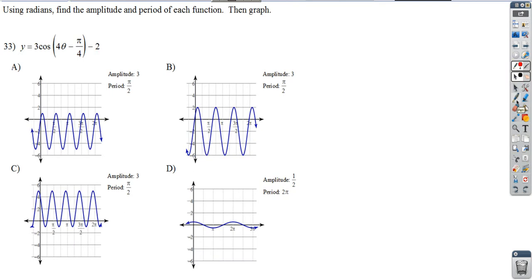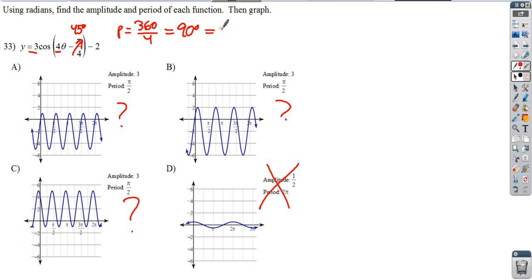Okay, same problem here. The only difference is now we're in radians instead of degrees, so we can still deal with that. Let's just change pi over 4 into what it is in degrees, which is 45. It's a little bit more intuitive. Obviously on the graphs here you can see these are all in radians, but we can easily change them to degrees. Okay, so then we have an amplitude of 3. So this one is open, this one is open, this one's wrong, this one is possible. The period is 360 divided by that number, which is 90 degrees, and in radians 90 is pi over 2. So this one is still possible, this one is still possible, this one is still possible.